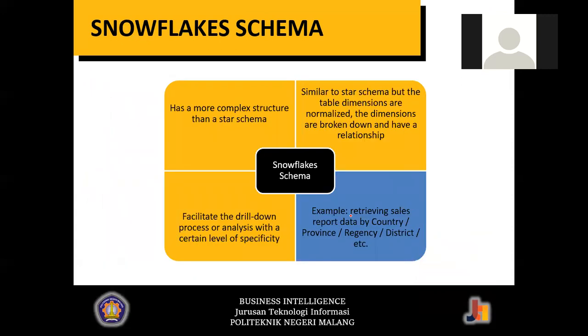So the snowflake schema, as you know and have already seen, has a more complex structure than a star schema. It is also similar to the star schema, but the dimension tables are normalized, meaning that the dimension is broken down and has another relationship with a more specific dimension table. Having this kind of condition will facilitate the drill down process and the analysis with a certain level of specificity.